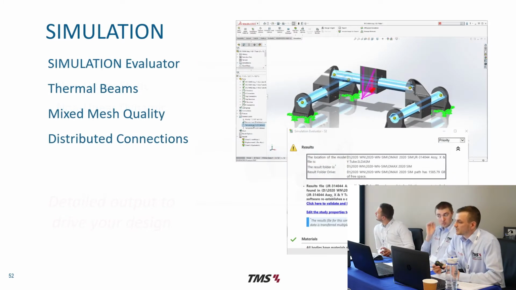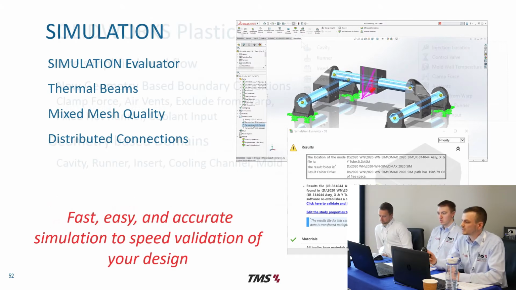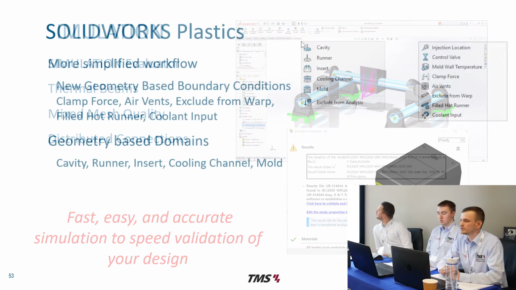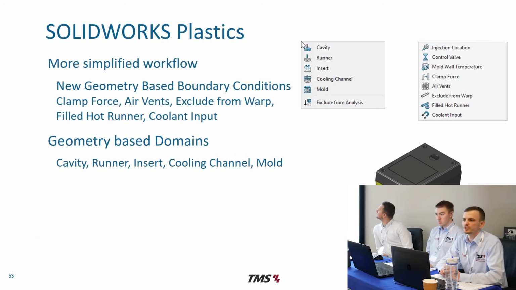So just to sum up the simulation section of it, we have our simulation evaluator, so we can go ahead and check our setup. We've got those thermal beam conditions that we can go ahead and add in. We've got the mixed quality meshing, again just speeds up our simulations a little bit better. And we also have those distributed connections. Now, I'm not completely done with simulation here, because what we're going to do is move on to one of the other simulation products that we have, which is SOLIDWORKS Plastics.